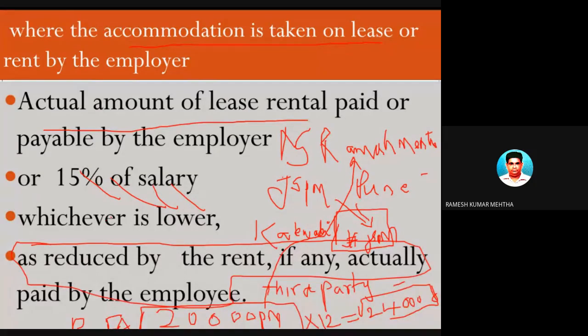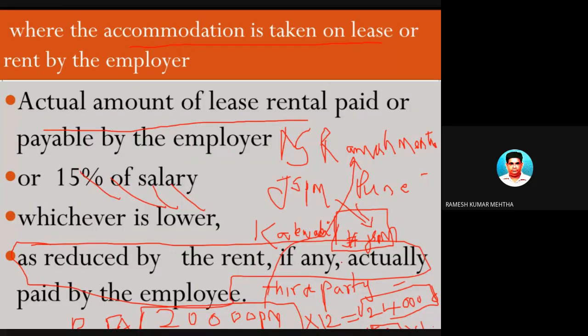What is this? What is he saying now? I am paying 20,000 rupees to the third party, you give me back 5,000 rupees. Ramesh Mehta is told by JSPM that you pay 5,000 rupees to me for this accommodation. So this is not rent-free accommodation. This is concessional accommodation. So what is the value of the perquisite? The value of the perquisite is 2,40,000 minus 5,000 into 12, if I am paying for the whole year, which is 60,000. So 1,80,000 is the value of the perquisite.